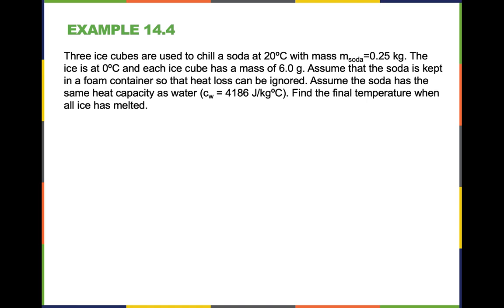So for example, 14.4: 3 ice cubes are used to chill a soda at 20 degrees C, with the mass of the soda being 0.25 kilograms. The ice is at 0 degrees C and each ice cube has a mass of 6 grams. Assume that the soda is kept in a foam container so that heat loss can be ignored. Assume the soda has the same heat capacity as water, so this is our specific heat for our soda. Find the final temperature when all the ice has melted.